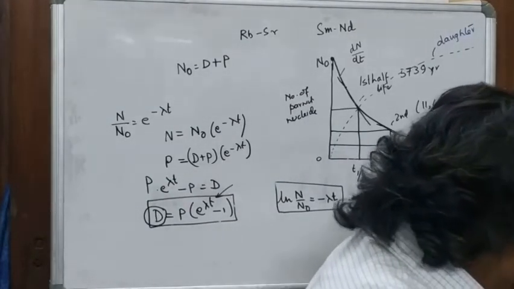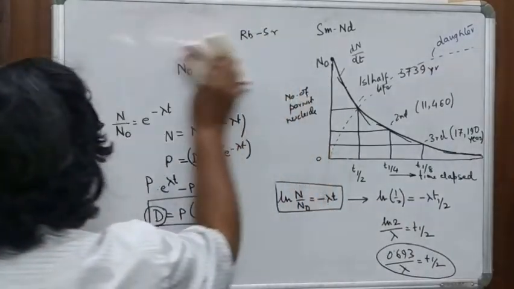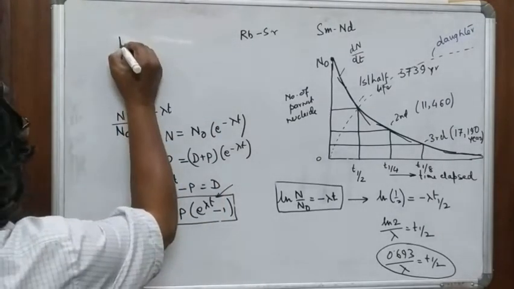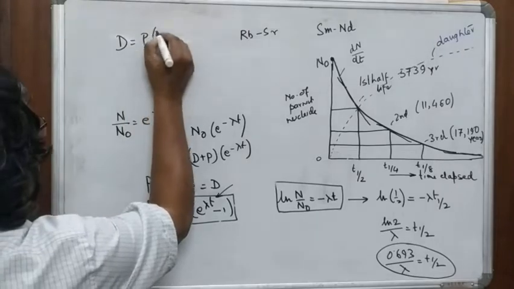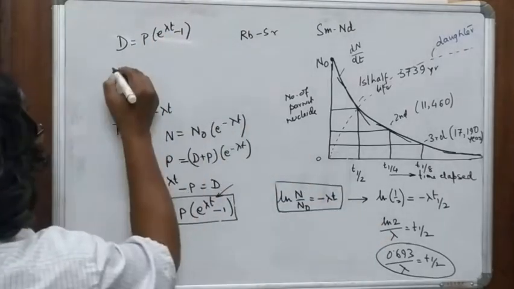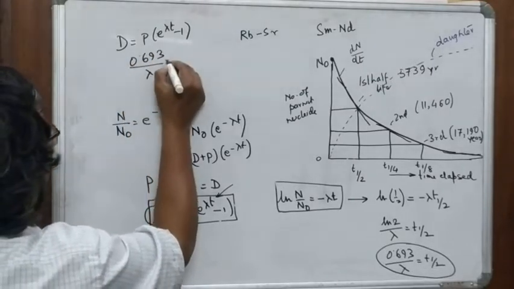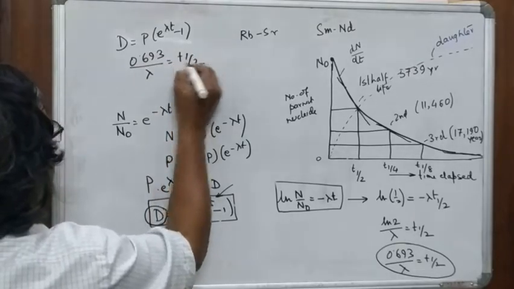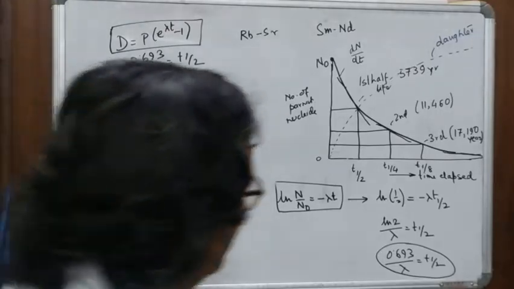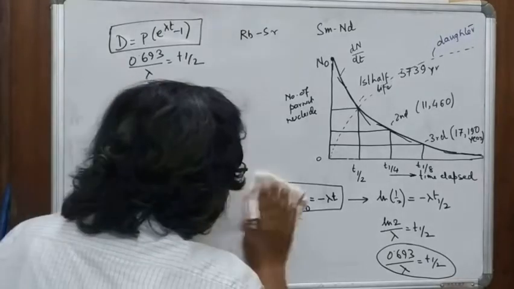So now once we do this, I will write this equation at the top so that we can use it later. D is equal to P into e to the power lambda t minus 1. And the other equation, I will just write it: 0.693 divided by lambda is equal to t half. Remembering that we will be using this equation more commonly, as we isotope people do.